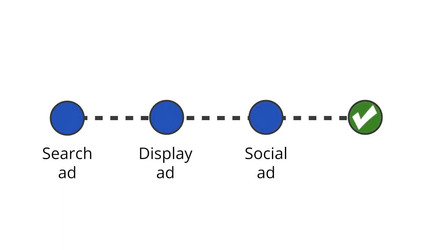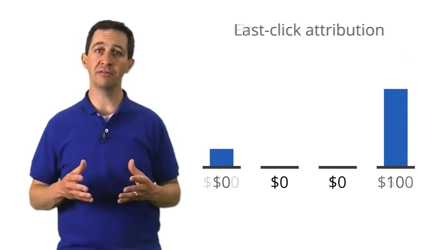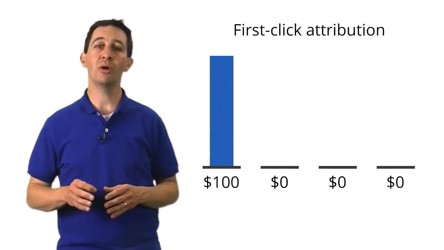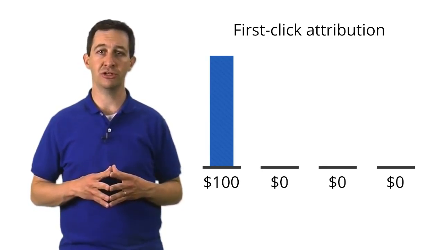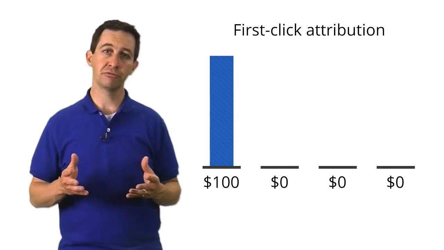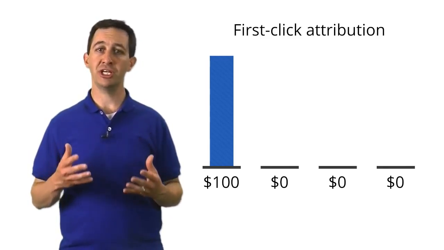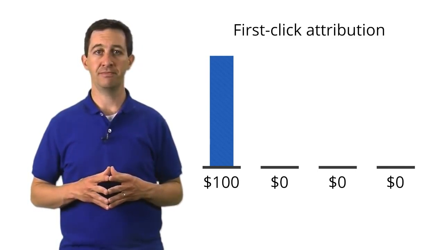To properly understand the value of each channel, you need to know which role it's played in the customer's journey to conversion. There are many different ways to assign value to channels. Rather than assign all of the value to the last channel, you might want to assign all of the value to the first channel, the one that started the user on the customer journey. This is called first-click attribution. The reason you might do this is to understand that the channel is a good channel for initiating conversions.